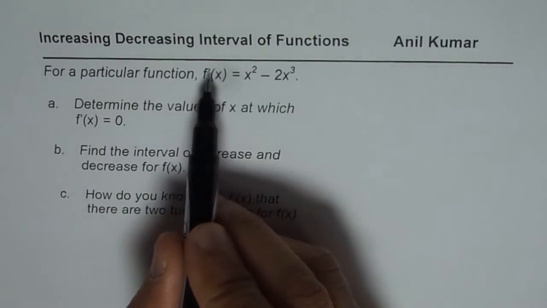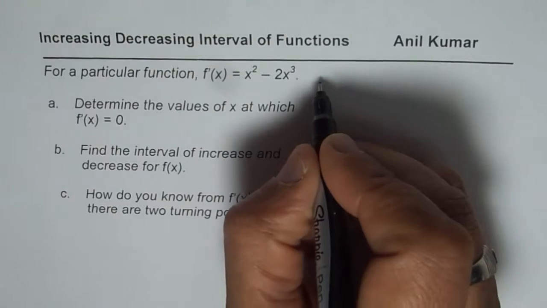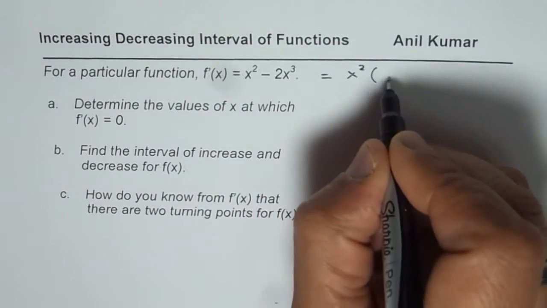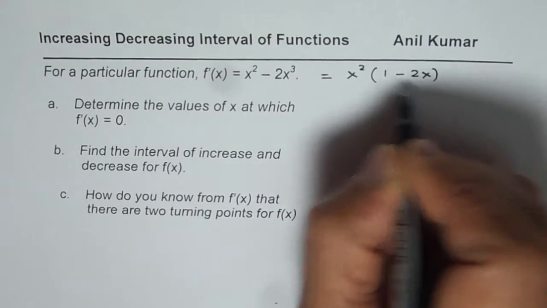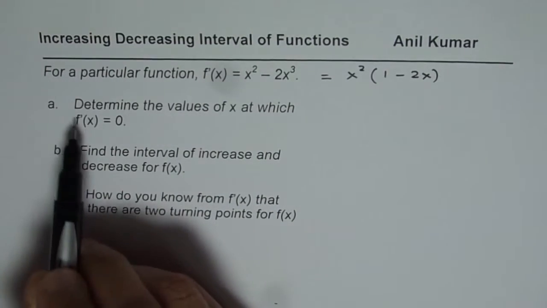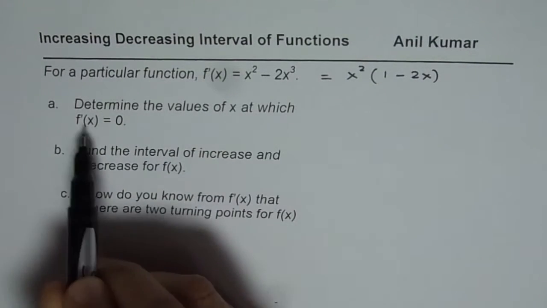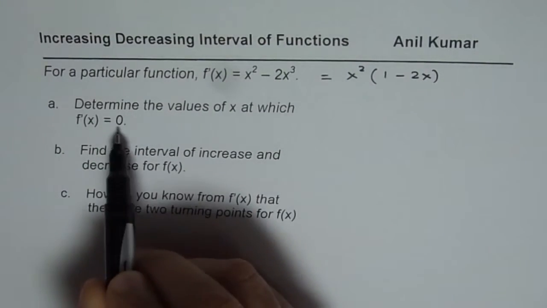f prime x, that means the derivative of the function, is x squared minus 2x cubed. So we could factor this. If you factor x squared, you get 1 minus 2x. So that is the factored form. Now let's answer part A: determine the values of x at which the derivative is 0. That means f prime x is 0.